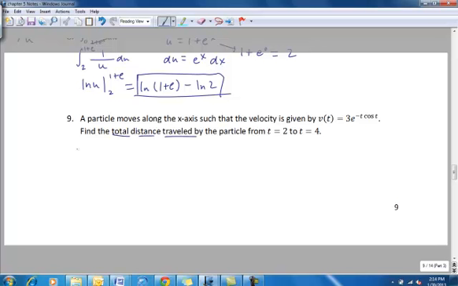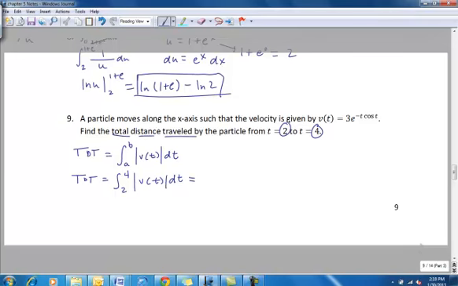So total distance traveled, if you remember, is equal to the integral from a to b, whatever those limits happen to be, of the absolute value of v of t. So this is a pretty easy setup. Total distance traveled is equal to the integral from 2 to 4 of the absolute value of v of t dt. And I think maybe we'll evaluate this one. We'll figure out what the answer actually is, and we can check, make sure that we've got it.